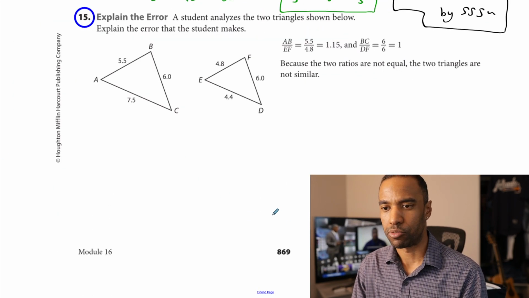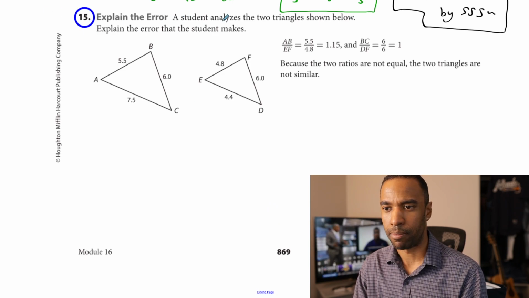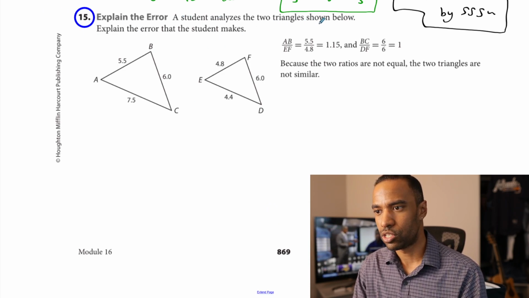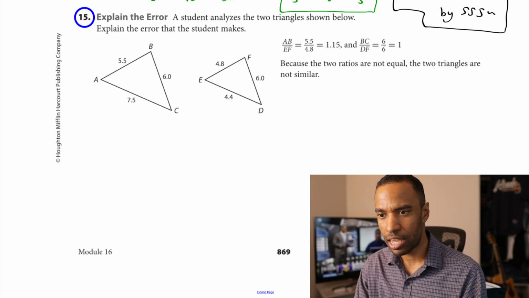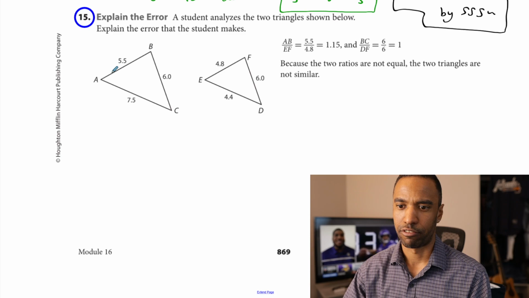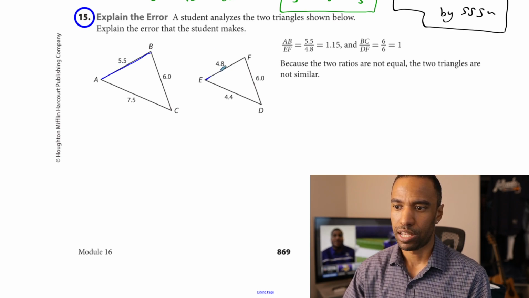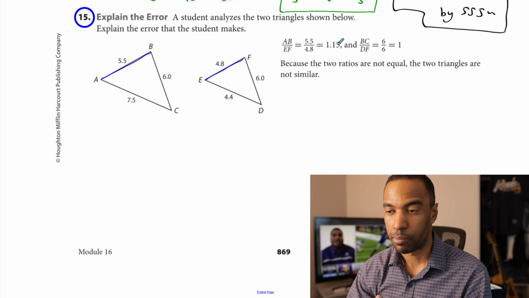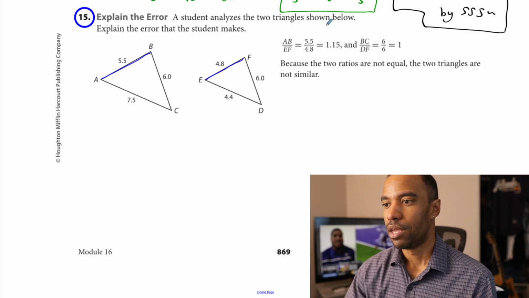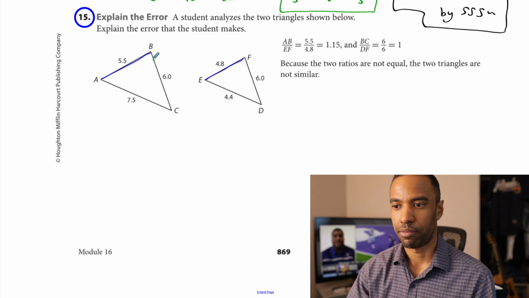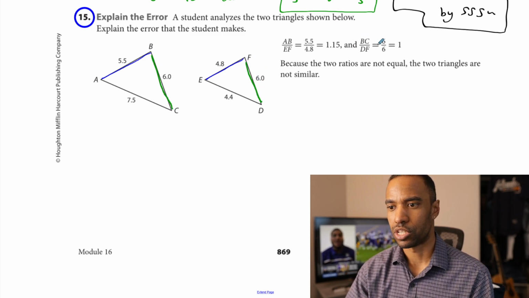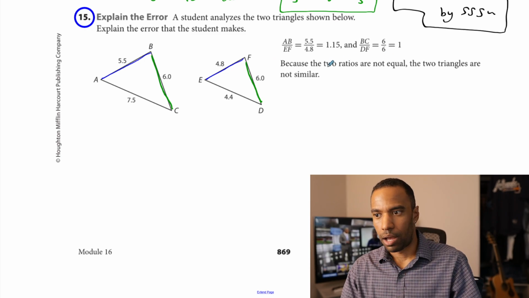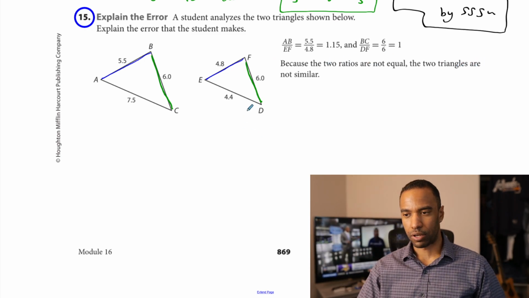All right, 3 more problems, guys. I got an error analysis problem. Explain the error. A student analyzes the 2 triangles shown below. Explain the error the student makes. It says AB over EF is 5.5 over 4.8. So AB over EF, 5.5 over 4.8 gets 1.15. I hope you didn't miscalculate because I'm not playing the calculator. BC over DF, whatever it is, 6 over 6, which is 1. Because the 2 ratios are not equal, the 2 triangles are not similar.